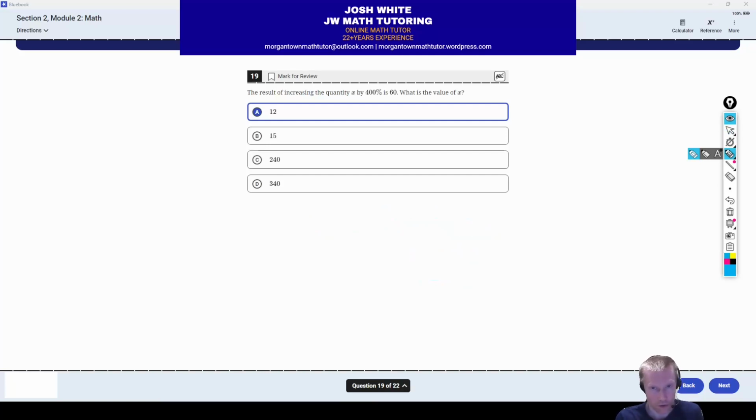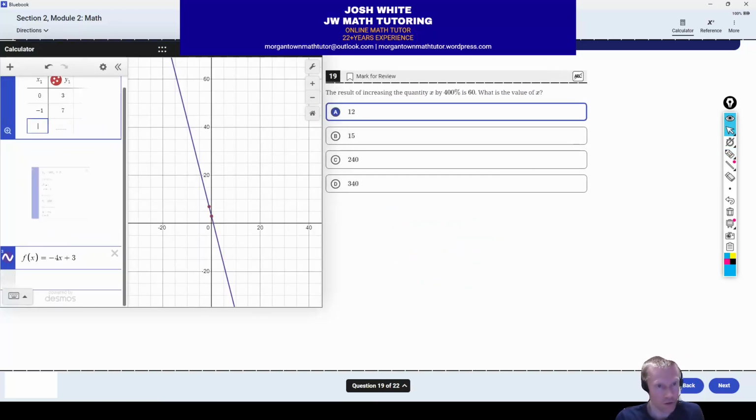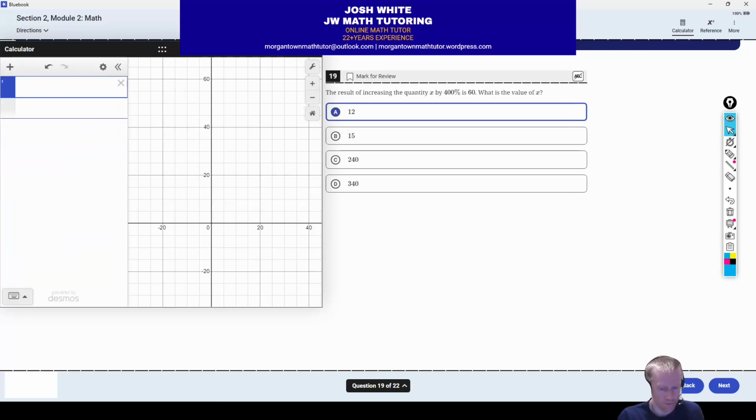You could start with the answer choices, and I'll actually just go do it in Desmos. Start with the answer choices, take 400% of that. So start with 12, essentially multiply it by 4 to take 400%. Now you have to add it to the original because you're increasing it, and see, do I get 60? And the answer is yes, I do, so that's the correct answer. Everything else, if you multiply it by 4 and then add it, you do not get 60 as your result.